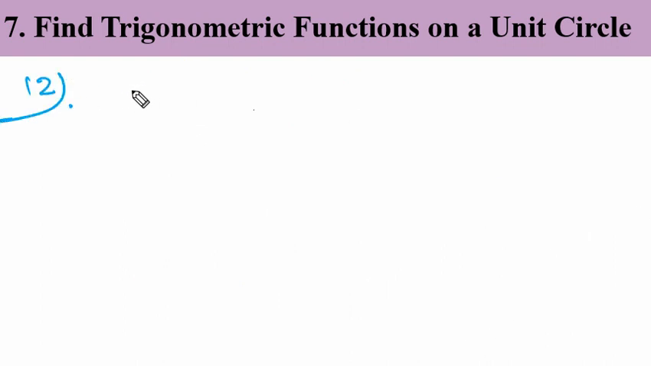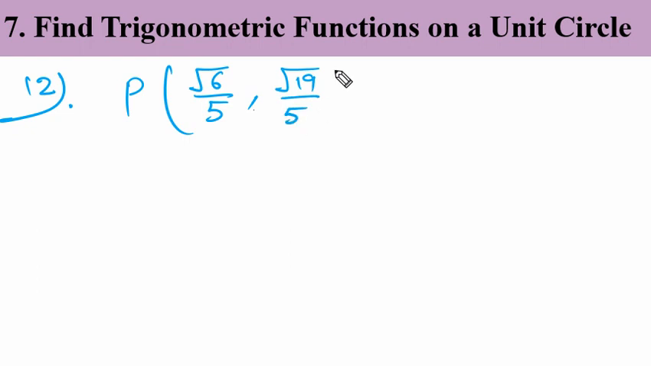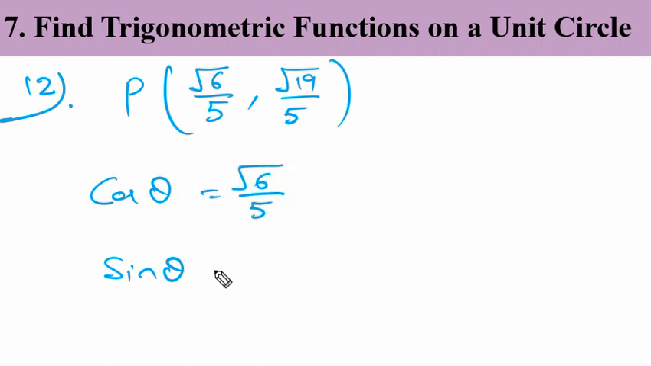Next, question number 12. Now we have a point P which is square root 6 over 5 comma square root 19 over 5. You have to find cos theta and sine theta. So cos theta is square root 6 over 5 and sine theta is square root 19 over 5. That's how you will solve trigonometric functions on a unit circle. That's how you will find it.